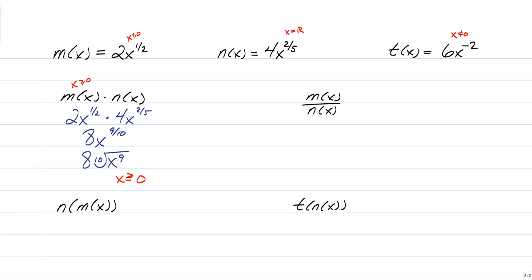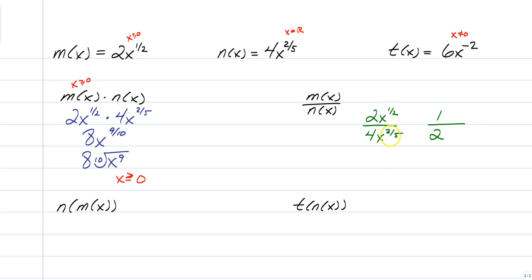Okay? Next example. We have m of x divided by n of x. So m of x is 2x to the 1/2 divided by 4x to the 2/5. And then you would just have to simplify. So 2 over 4 is equal to 1/2.